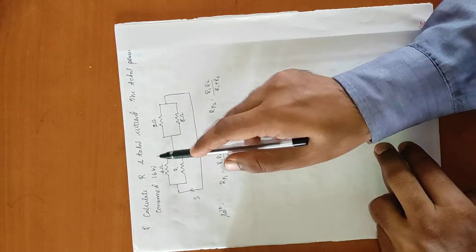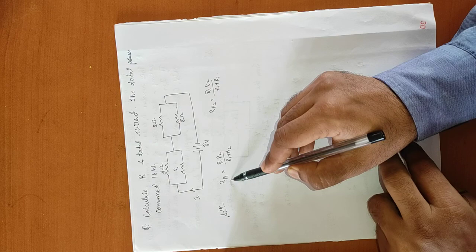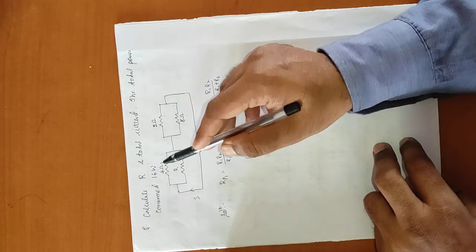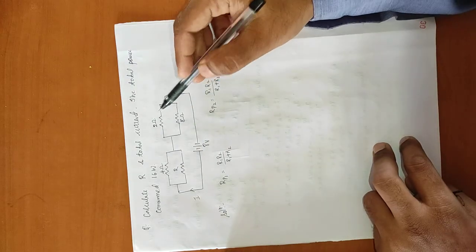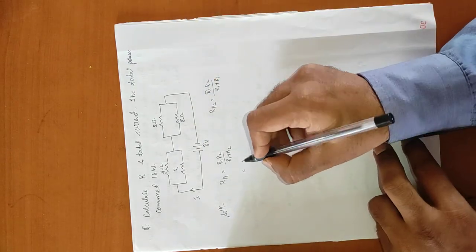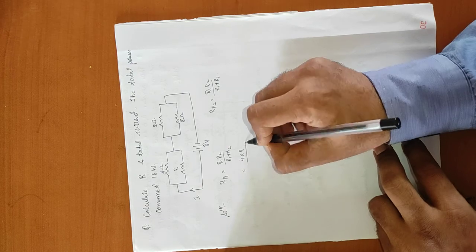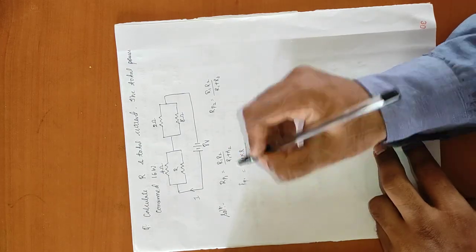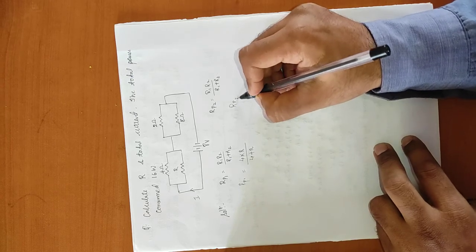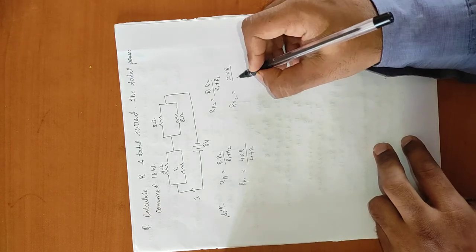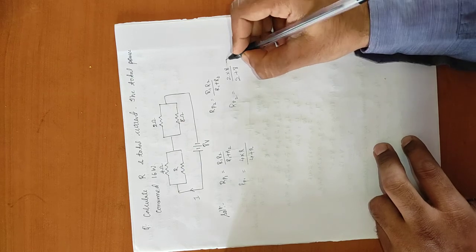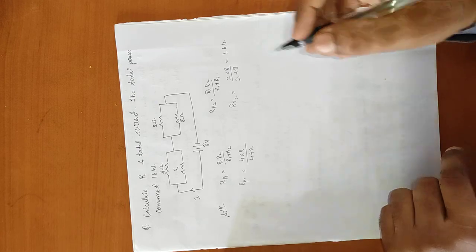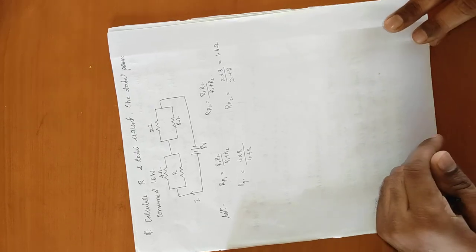So this part is RP1. The formula for parallel is R1 into R2 divided by R1 plus R2, as there are only two resistors. Similarly over here. So let's calculate this. RP1 is 4 into R divided by 4 plus R. RP2 is 2 into 8 divided by 2 plus 8, and the answer is 1.6 ohms. So this is the answer for RP2.